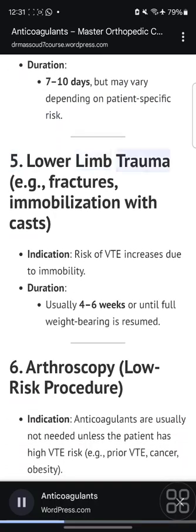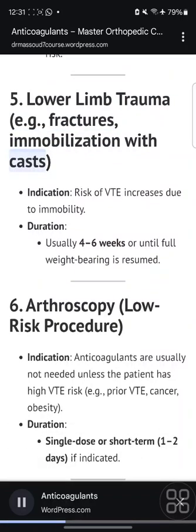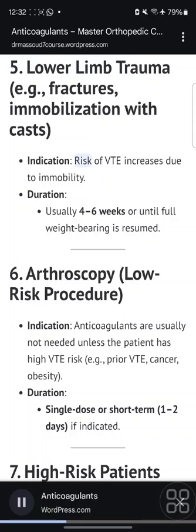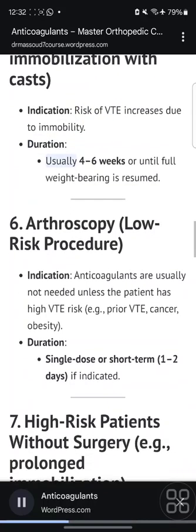5. Lower limb trauma, e.g., fractures, immobilization with casts. Indication: risk of VTE increases due to immobility. Duration: usually 4 to 6 weeks or until full weight bearing is resumed.